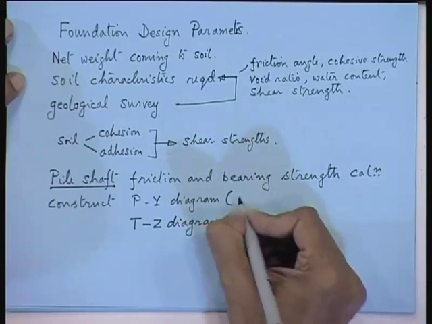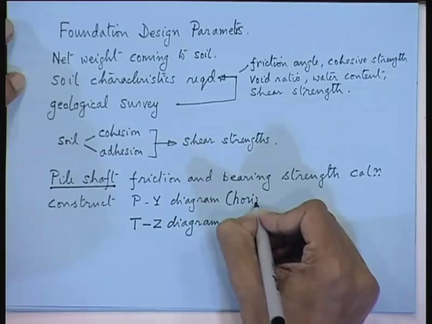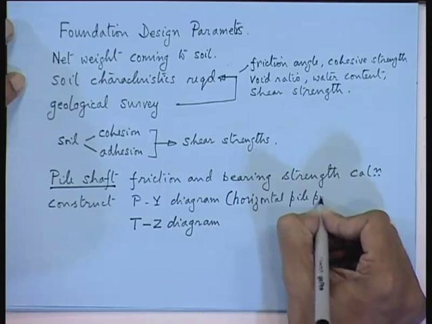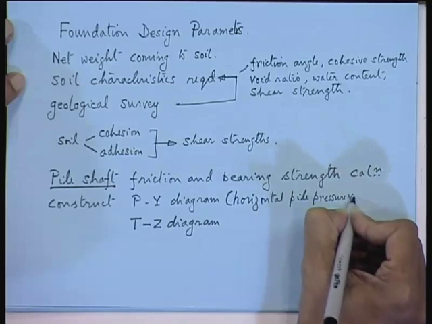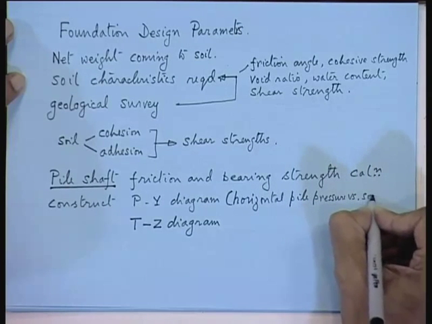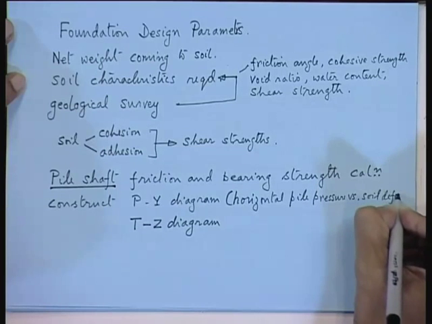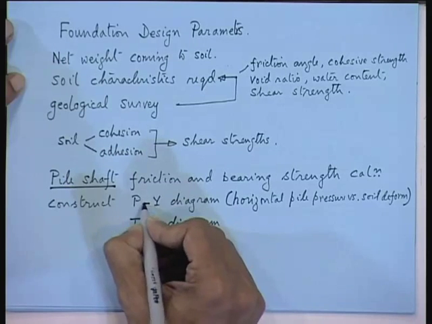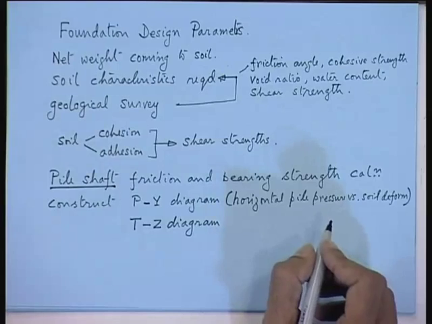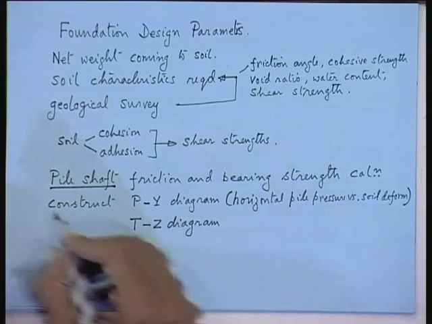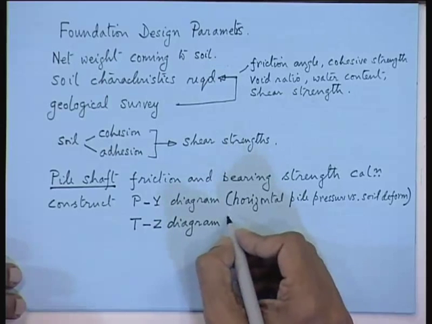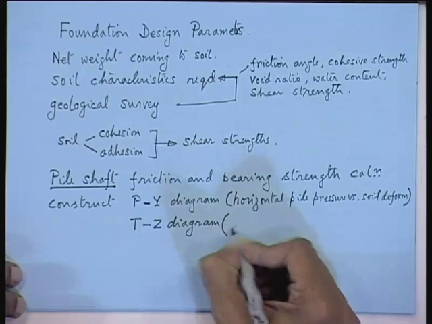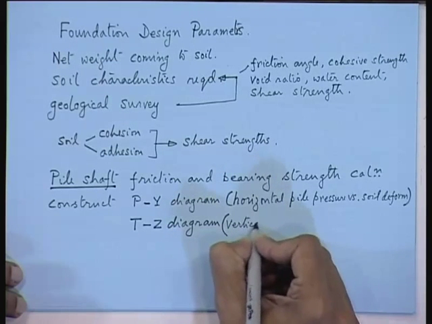Now this is horizontal. PY is horizontal pile pressure versus soil deformation. The PY diagram is important because it is for a laterally loaded pile. Your piles are mostly laterally loaded, and the other, the TZ diagram, is for the vertical pile shaft, horizontal and vertical pile pressure.